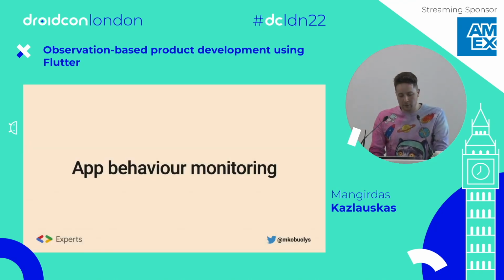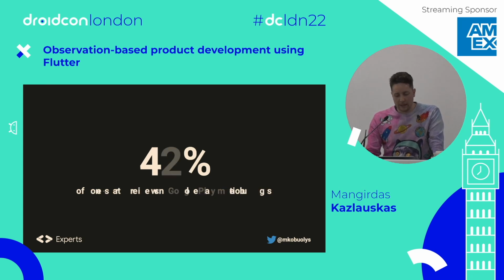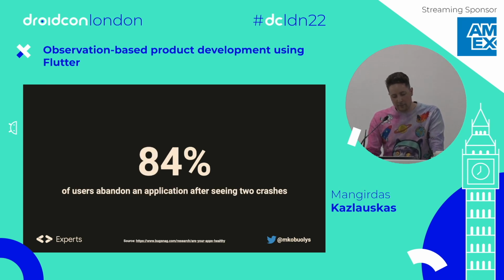So without further ado, let's get into app behavior monitoring. And I would like to start with some numbers. 42% of 1-star reviews on Google Play mention bugs, and even 84% of users abandon an application after seeing 2 crashes. By the way, these numbers are not my research. I found those numbers in the Bugsnag report, and Bugsnag is a company creating error monitoring and app stability management tools, and they make those reports every year, sometimes even more often.